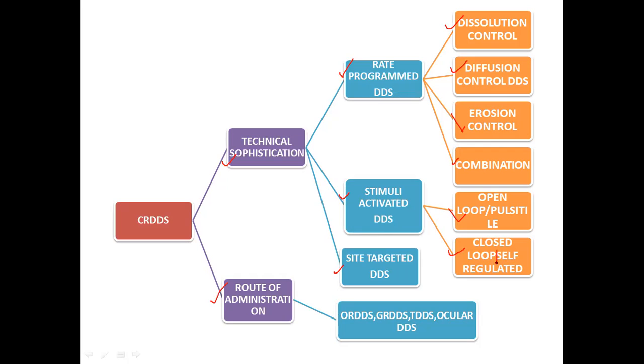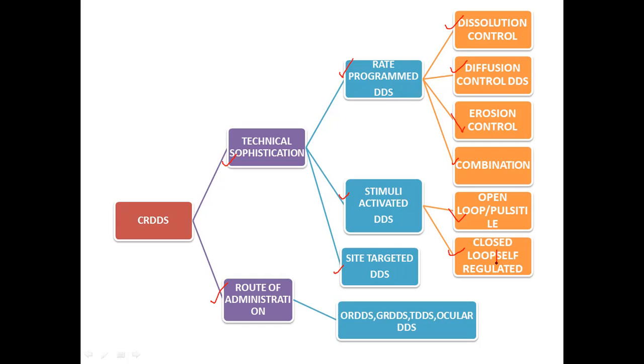In an open loop system, we are using some external stimuli like magnetic radiation or electromagnetic currents, through which we activate our devices and then they release the medicaments. But in a closed loop or self-regulated system, we are working without external stimuli. We use the different stimuli present in our body, like biological stimuli or chemical stimuli, to deliver our drug.